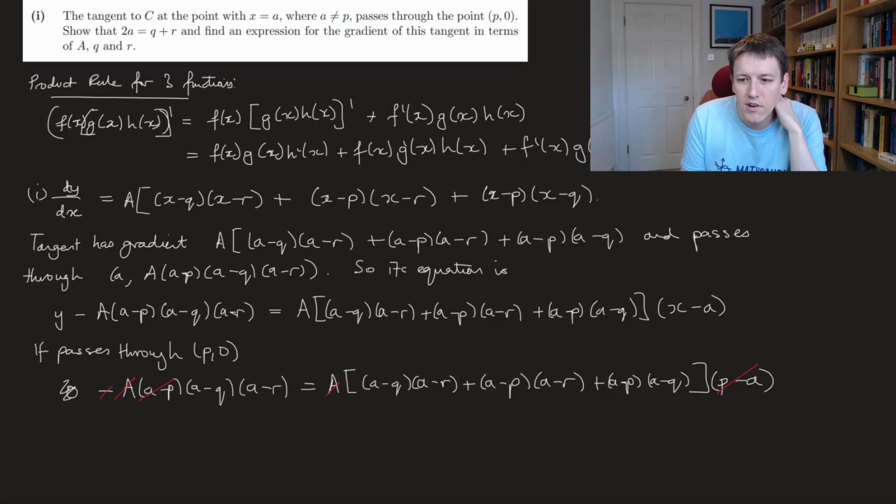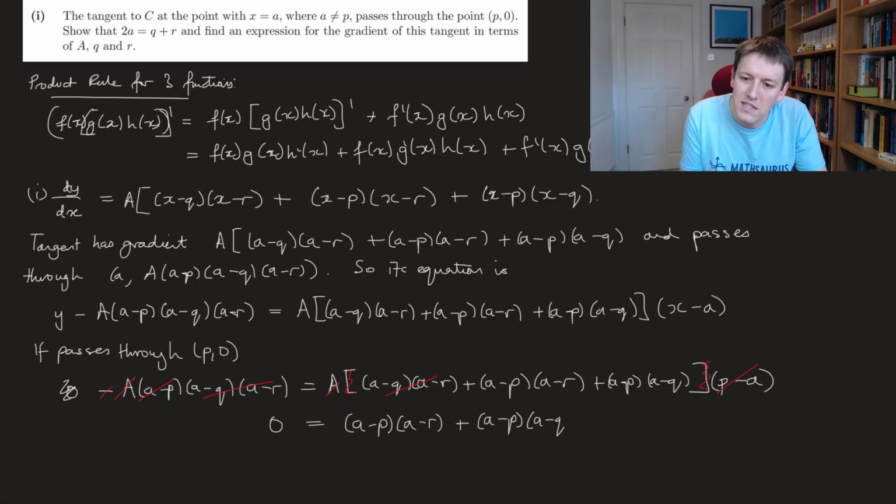And then, right, actually these brackets are no longer relevant, right? Now I've got a minus q, a minus r here, and also a minus q, a minus r here. So actually they're also going to cancel out. So this has worked out quite nicely, right? I just get 0 equals a minus p, a minus r, plus a minus p times a minus q.